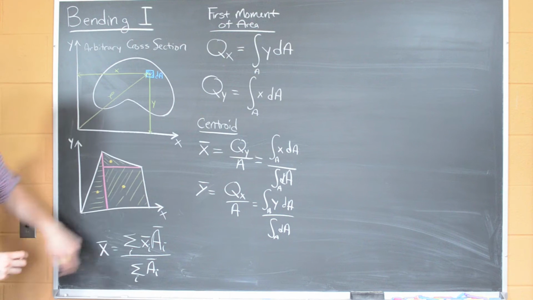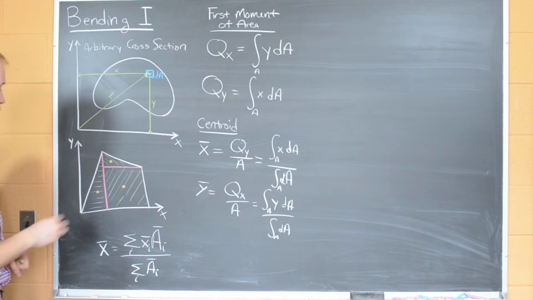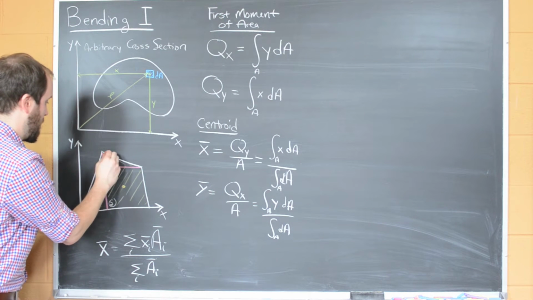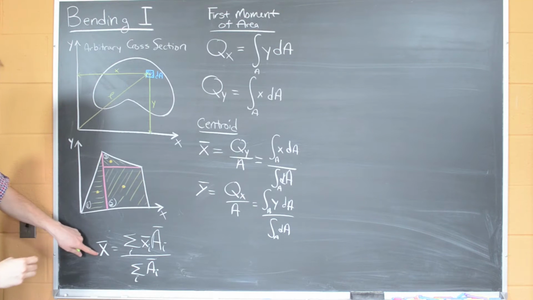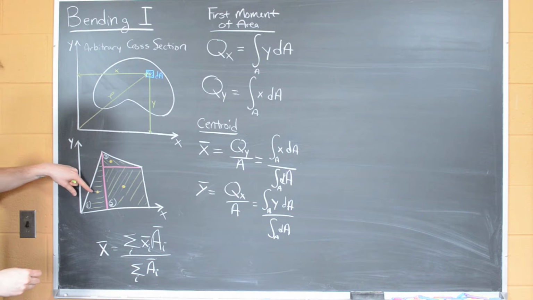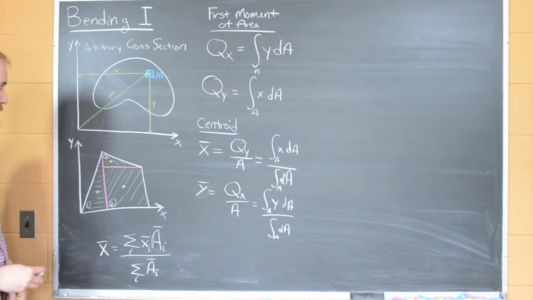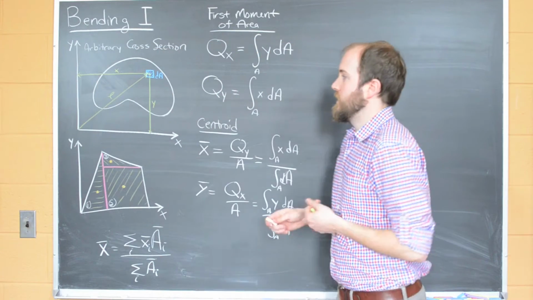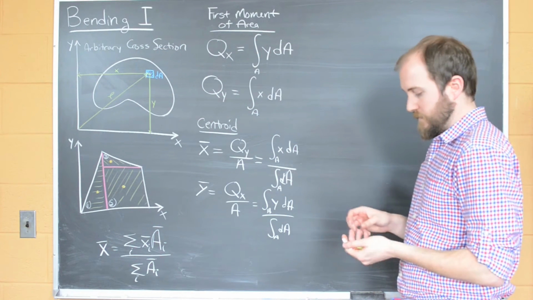I'm writing the bar here to indicate that I'm talking about each one of these. So we'd have 1, 2, and say 3. And so our centroid would be adding up all of the centroids of each individual section here times its area, divided by the total area. So that'll allow us to calculate the centroid of a given cross-section.